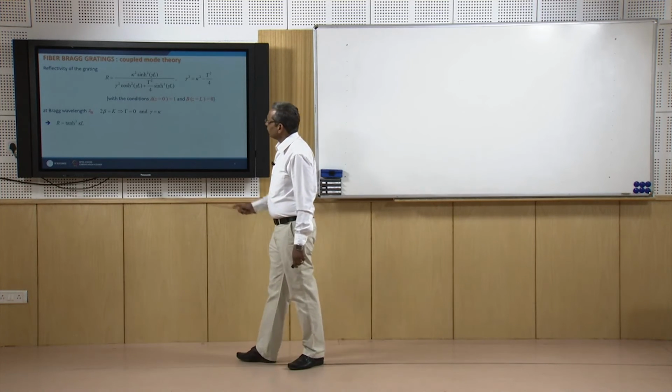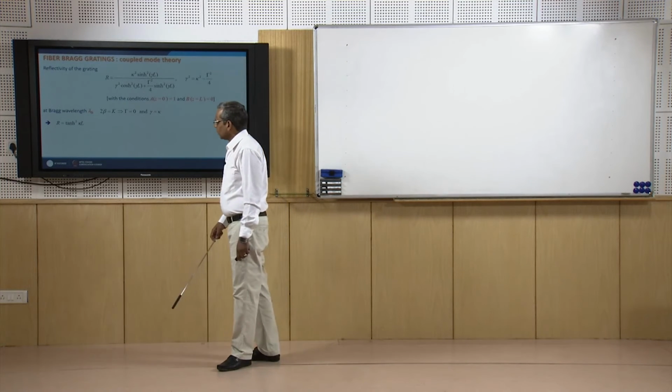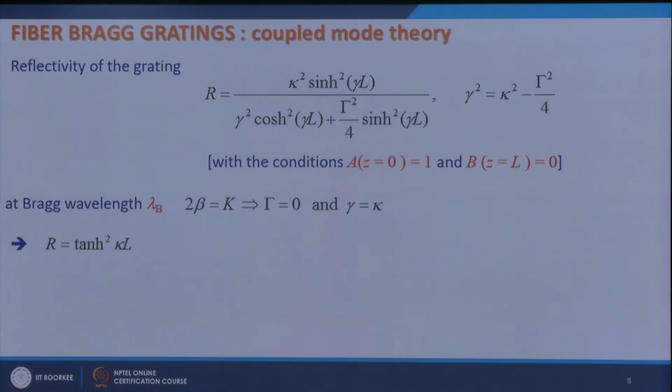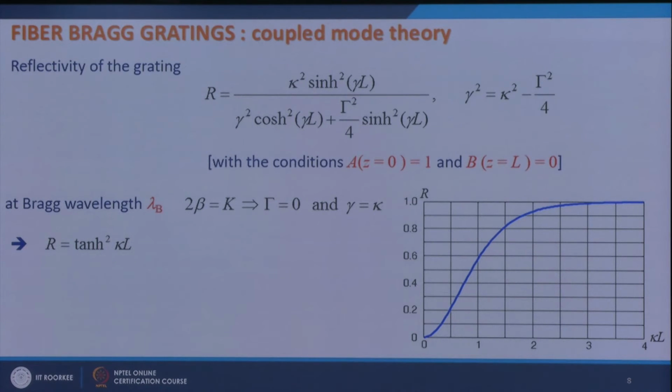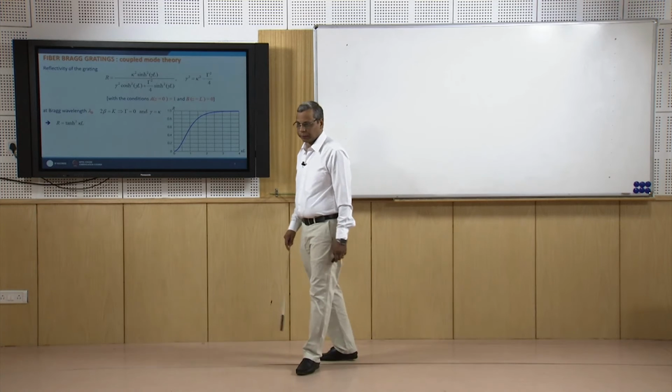If I use this in this expression, then the reflectivity of the grating comes out to be tanh square kappa L. If I plot this reflectivity as a function of kappa L, then I see that as I increase kappa L, the reflectivity of the grating increases, and eventually for large values of kappa L it will reach the value unity, there would be 100% reflection, but that will occur at kappa L equal to infinity.